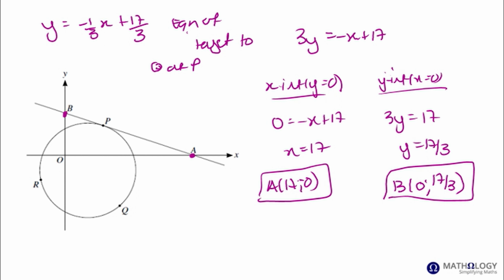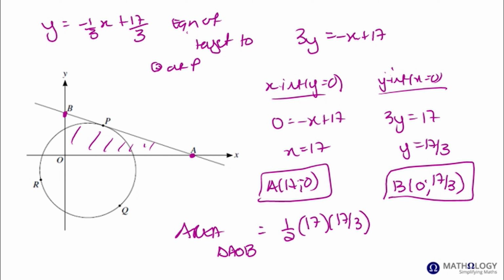Now finally we can find the area of the triangle OAB. So area of triangle AOB is half base times height, so half times 17 times 17 over 3, and that will be 289 over 6 units squared.